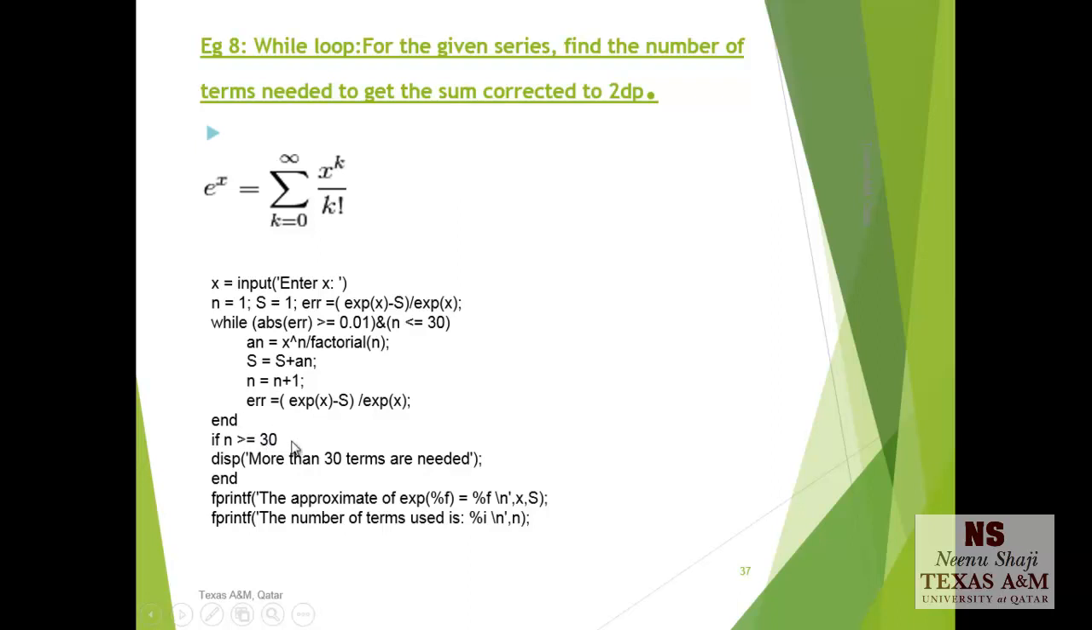So if n is greater than or equal to 30, display more than 30 terms are needed and then end. fprintf, the approximate of the exp and then the number that you've put would be %f, so that will be corrected to 6 decimal places, and fprintf, the number of terms used.